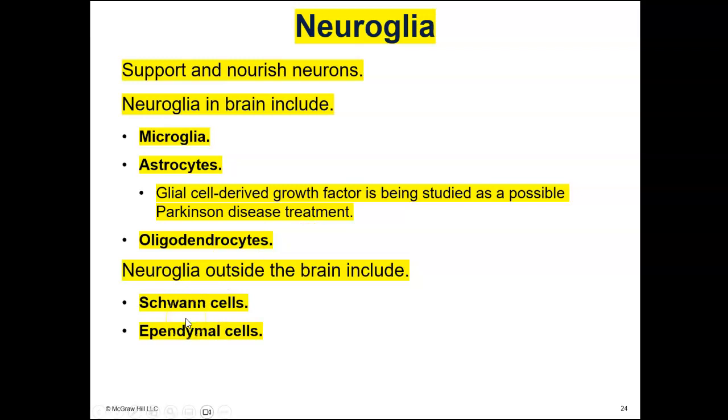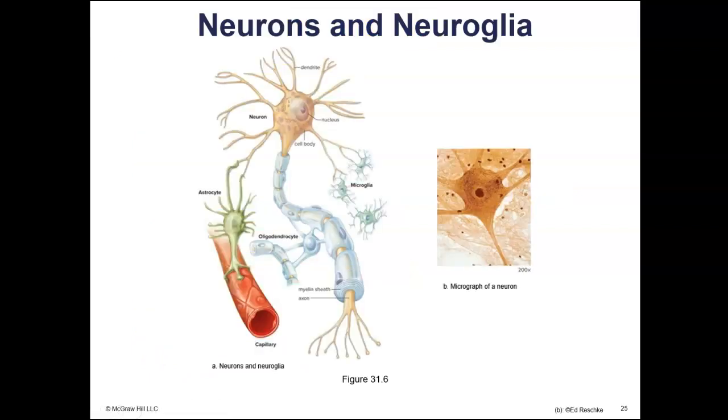Now, outside the brain, we have Schwann cells, which form myelin sheaths around axons in the peripheral nervous system, which is basically everything but your brain and your spinal cord, and ependymal cells, which form the cerebrospinal fluid. So those are the neuroglia, and this is a picture of a typical neuron. If you'll just focus on this neuron, it has a cell body. It has dendrites that surround the cell body and receive signals, and then it has a myelinated axon that conducts the nerve impulse to some target.